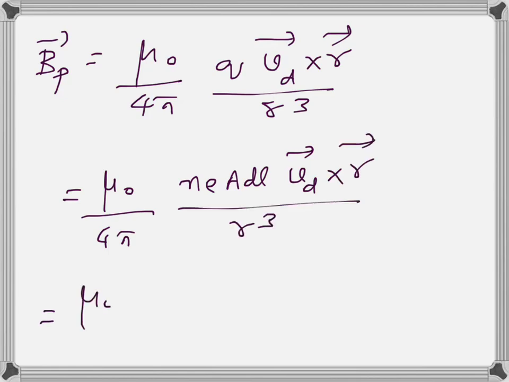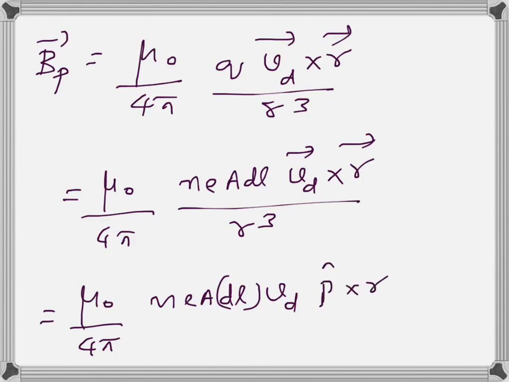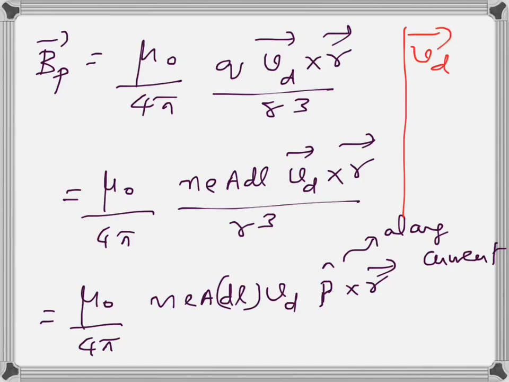Now we can write this as mu naught by 4 pi neA dl Vd. I am writing the Vd vector as magnitude plus some direction. What is the direction of this p vector? It is along current, because Vd is the drift velocity of positive charges, which are moving along current. So this p vector is along current, a unit vector. Please note, this is very important. The Vd vector I am writing as magnitude into some direction given by unit vector p.